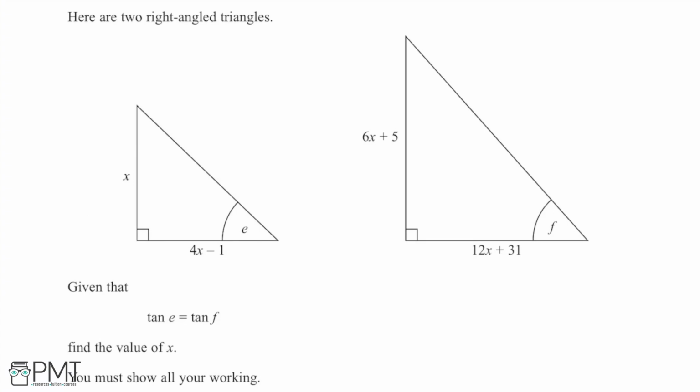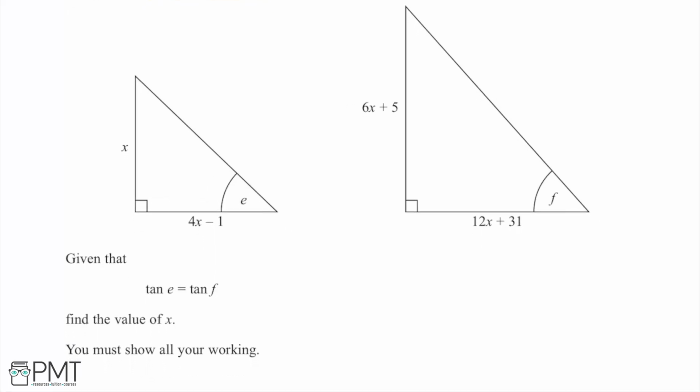So in this question, we're told that we have two right-angled triangles, which we can see drawn below. And we're told that given that tan of E is equal to tan of F, we're asked to find the value of X. And we're also told that we must show all of our working along the way.